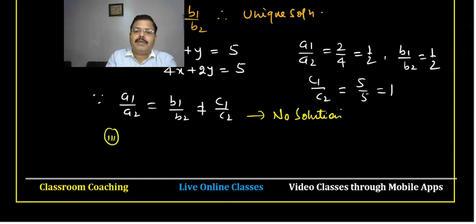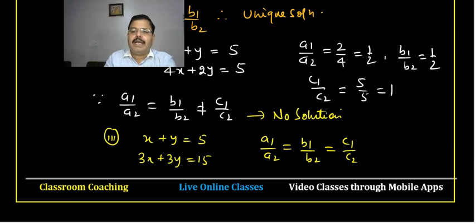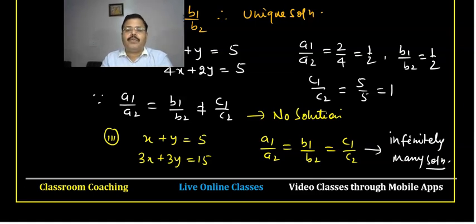The third example, if I am taking x plus y equals 5 and 3x plus 3y is equal to 15. Here a1 by a2 is 1 by 3, b1 by b2 is also 1 by 3, and c1 by c2 is 5 by 15, that is also 1 by 3. And therefore in that case, they are coincident lines and have infinitely many solutions. So I hope you got this.